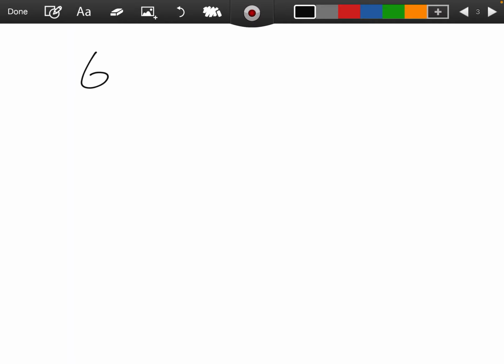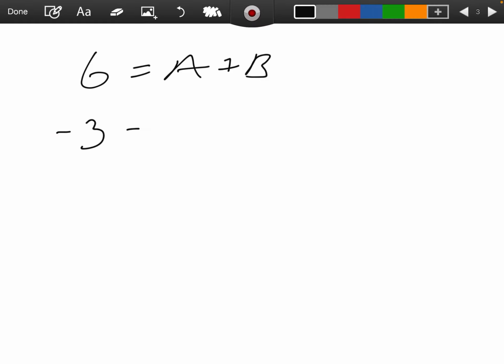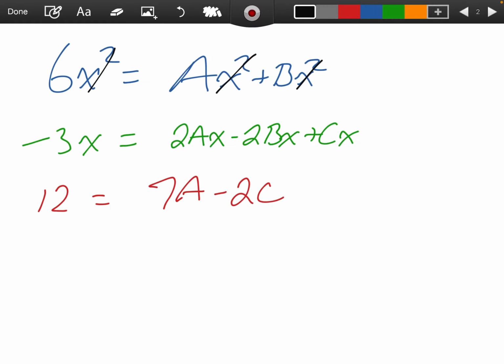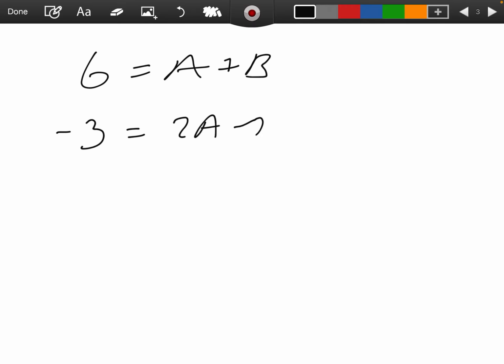Okay, so now that I have this part here, let's see if we can write out our equations. So it looks like the first one is 6 equals a plus b. So 6 equals a plus b, right? And all I'm doing is getting rid of the x squareds. And then negative 3 is equal to 2a minus 2b plus c.